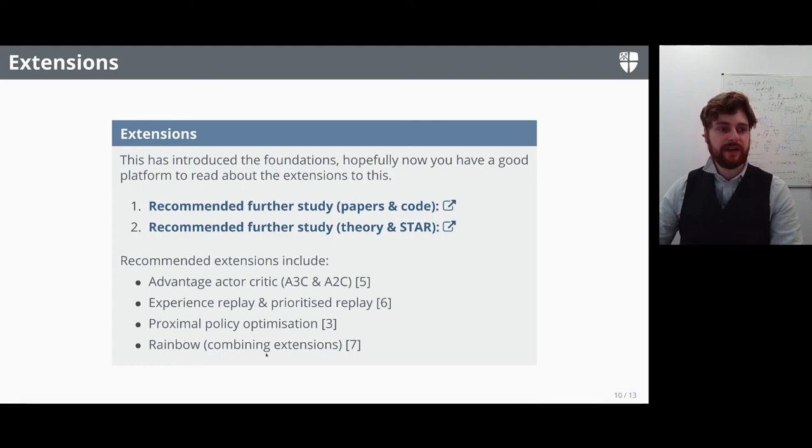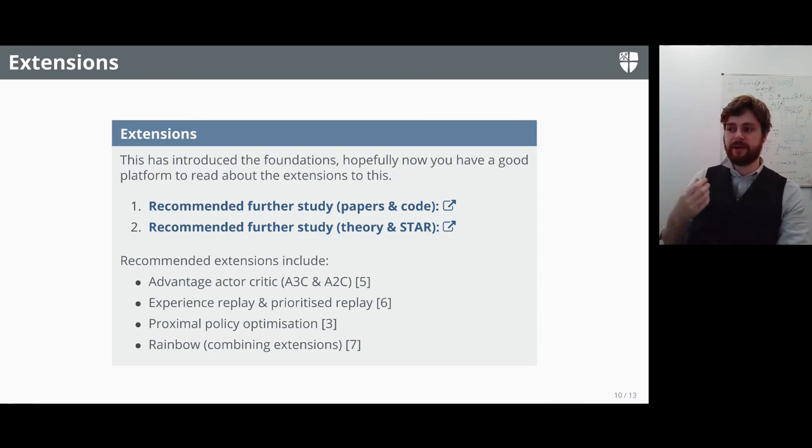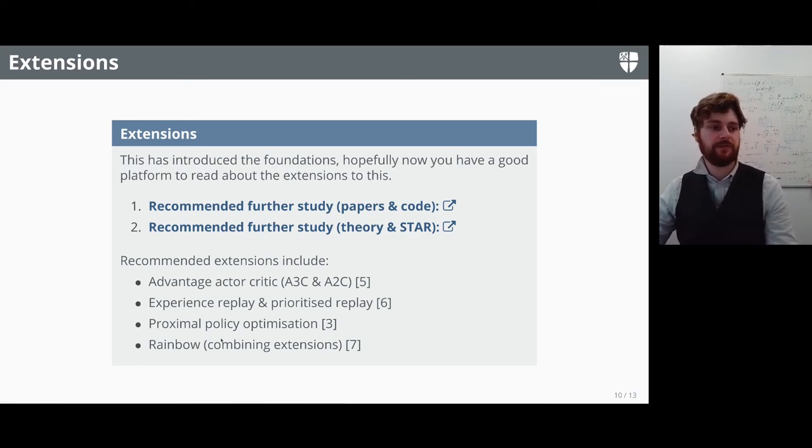And then Rainbow down here is really lots and lots of these techniques, and it's this huge benchmark. So it tries to find out what combinations of all of these extensions and tricks work really well, in particular for Atari. So basically they've created this larger algorithm with lots and lots of combinations of them and worked out which combinations work well. That's quite a useful paper to read.